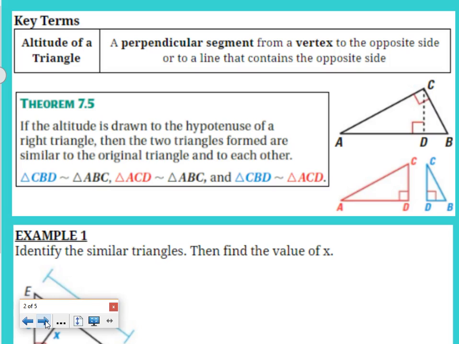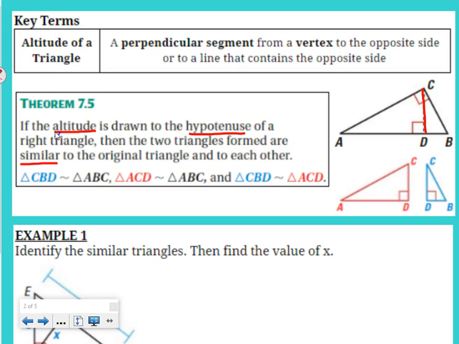Theorem 7.5. If the altitude is drawn to the hypotenuse of a right triangle, then the two triangles formed are similar to the original triangle and to each other. So if you look, there's a nice drawing here. We have the altitude drawn, so it makes three similar triangles.